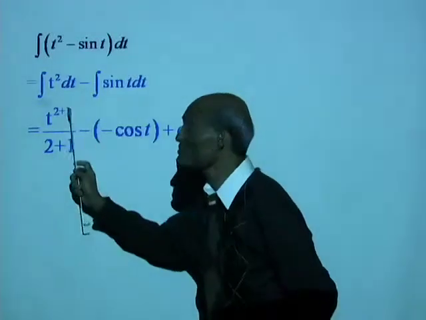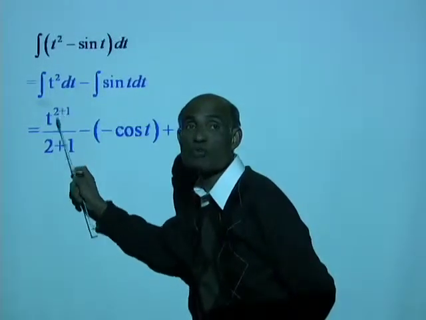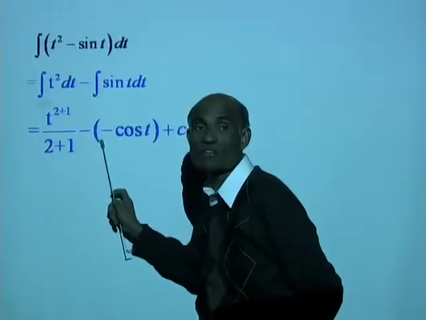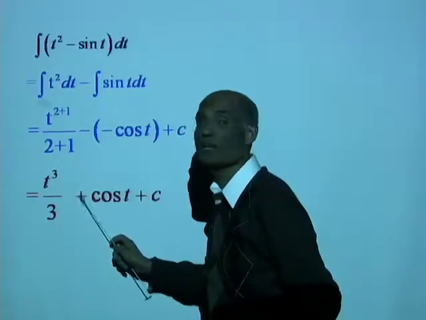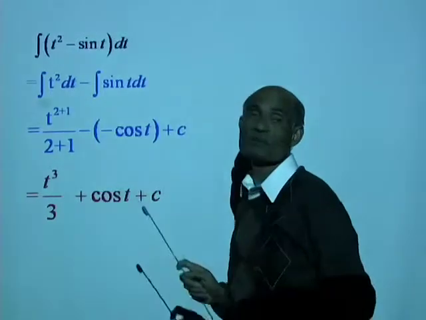Now, in the next step, write it as t cubed over 3, minus becomes plus. So that will be t cubed over 3 plus cos t plus c.